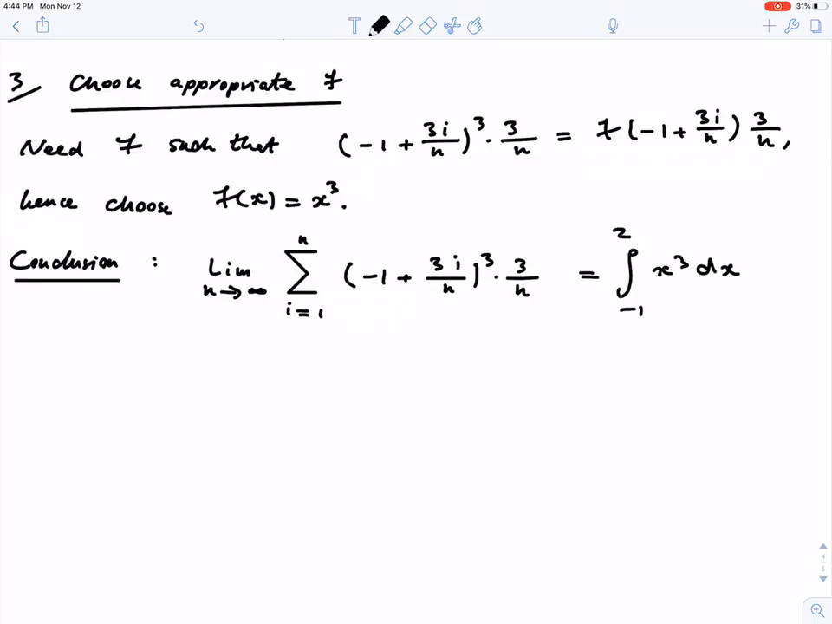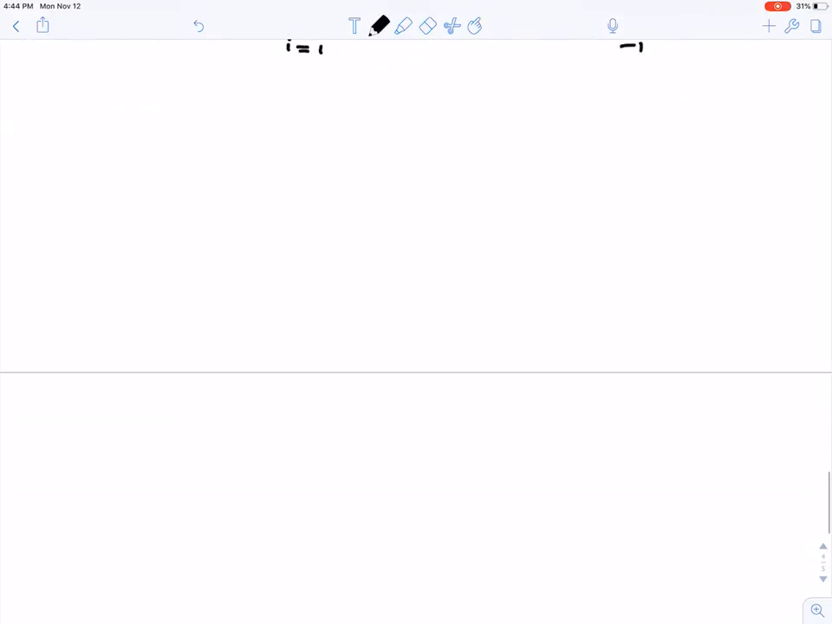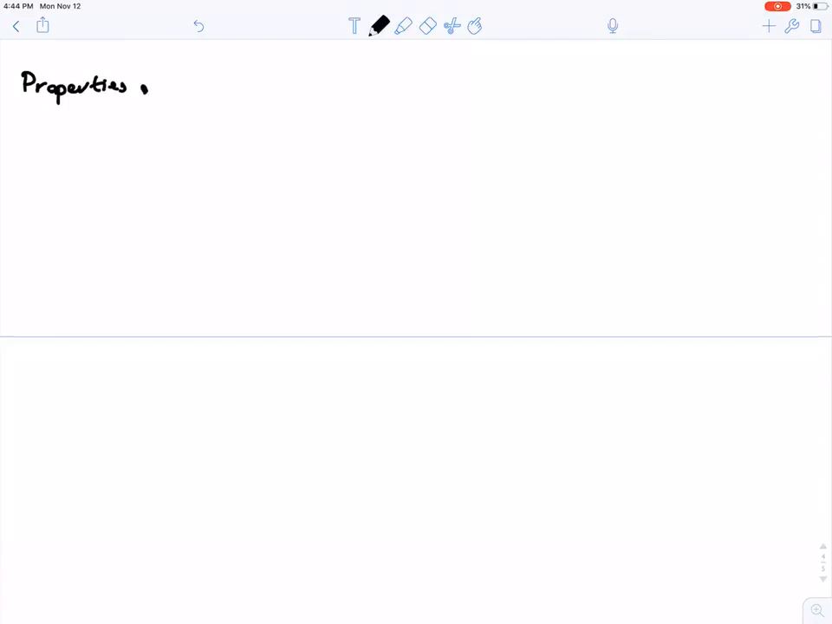So finally what I want to do is just to gather together a bunch of really important properties of definite integrals. They're all pretty intuitive based on the notion of area. So, properties of definite integrals.